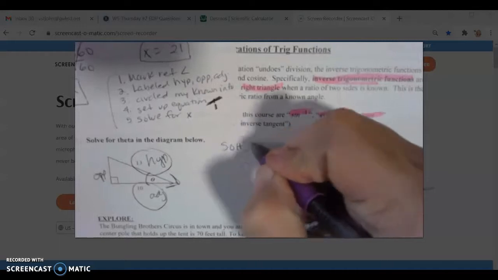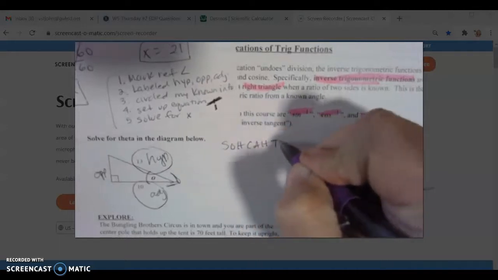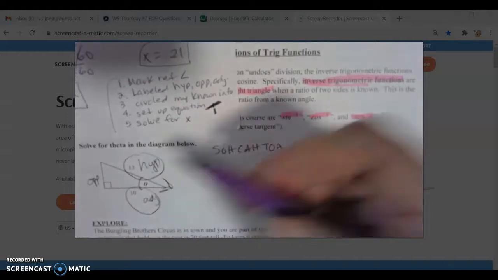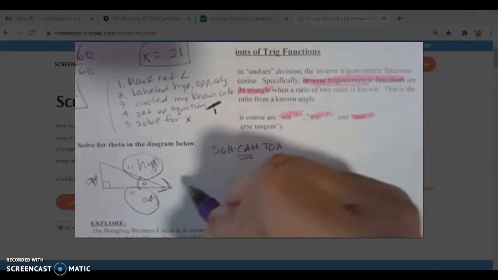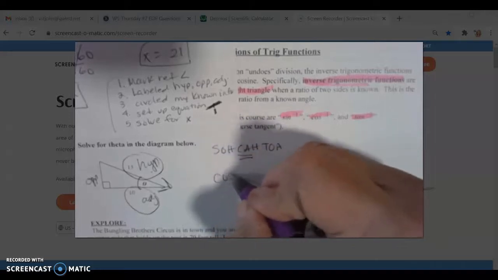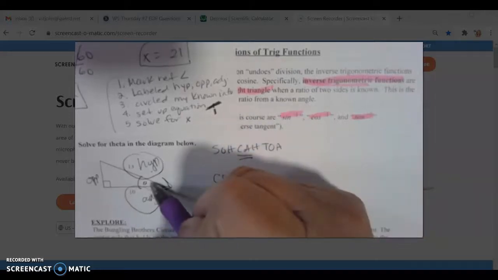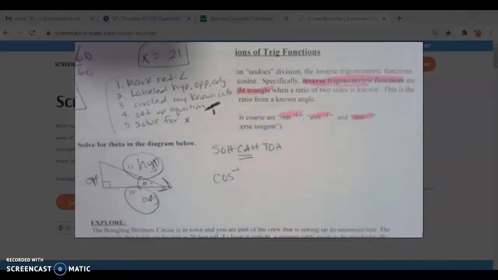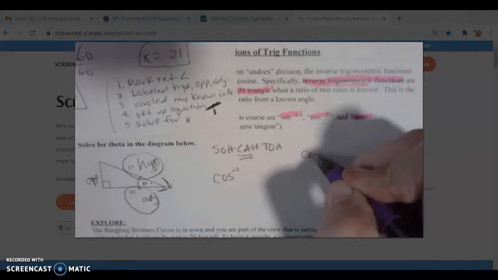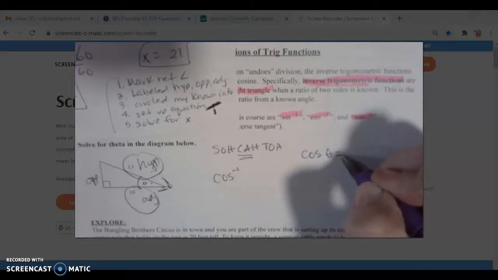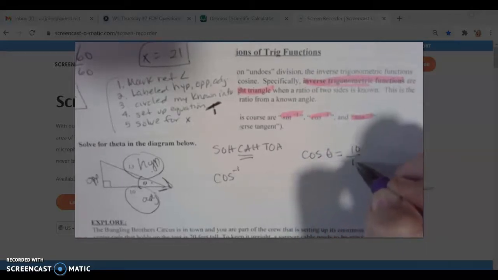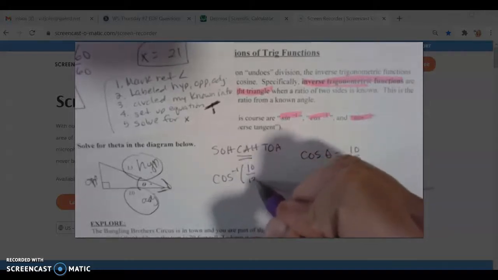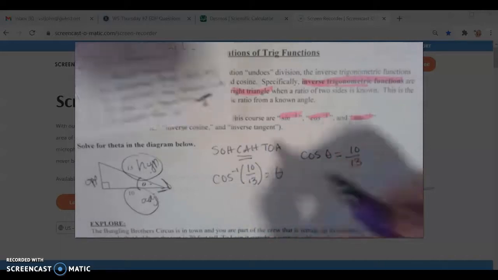So if I do SOHCAHTOA, and I have adjacent and hypotenuse, that's going to be cosine. So let's set up the equation. We know it's cosine, but since we're looking for the angle, it's going to be inverse cosine. So cosine of theta equals adjacent over hypotenuse, which then means you're going to take that 10 over 13 and set it up, and that's going to give you theta.